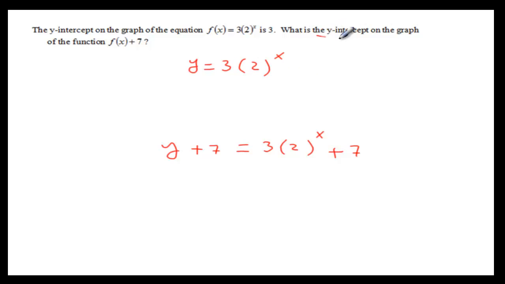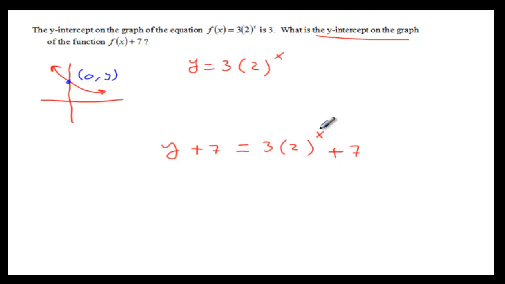What is the y-intercept on this graph? Let me just try to sketch some kind of an exponential function here, because it's exponential. This point here, this is the y-intercept. And at the y-intercept, the x value must be 0, whatever y is. X must be 0 anywhere here on this line.